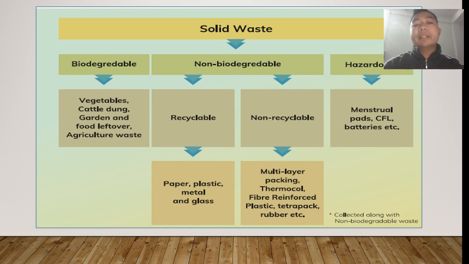Generally, solid waste is of three types: biodegradable, non-biodegradable, and hazardous waste. Biodegradables are mostly the kitchen waste that we produce at home, cattle dung, garden waste, food leftovers, and agricultural waste. Non-biodegradables can be recycled or non-recycled. The recyclable ones are paper, plastic, metals, and glass, whereas the non-recyclable ones include multi-layer packaging and thermocol.